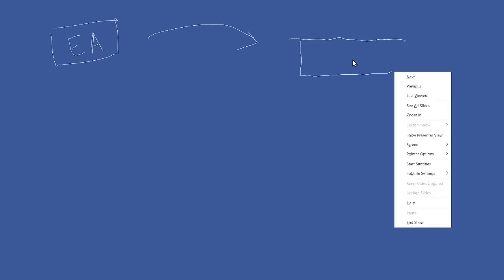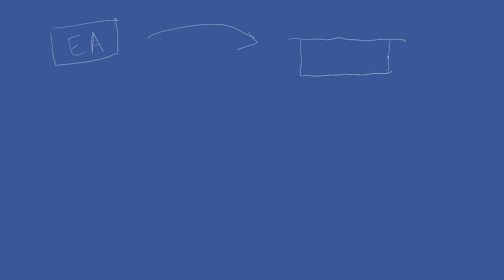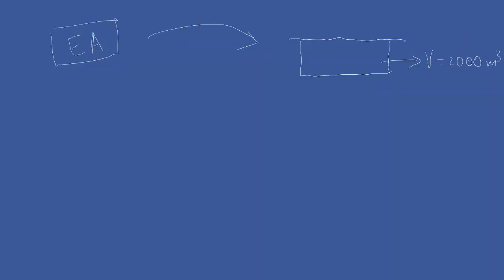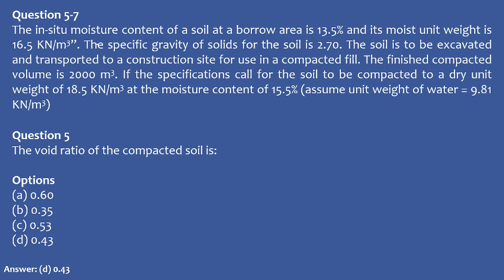So you can consider this the excavation area, and from there we are bringing the soil to the compaction site, where we are compacting. The volume of the soil here is 2000 meter cube. And what else was given? The moisture content here is 13.5. The moist unit weight is 16.5 kilonewton per meter cube. So the water content here is 13.5.